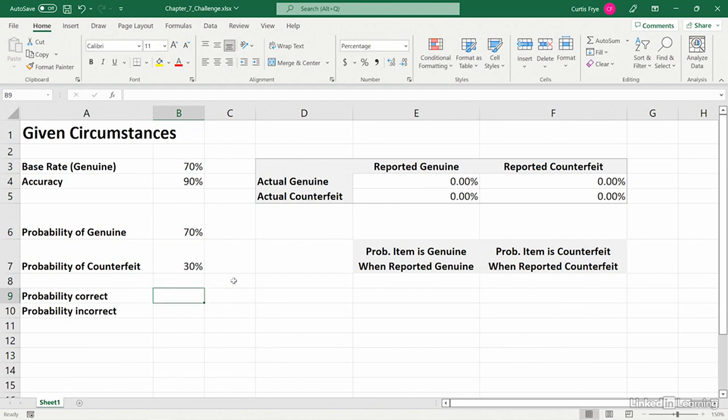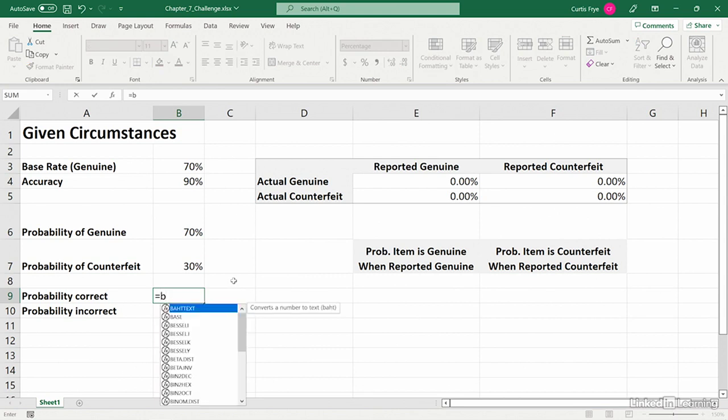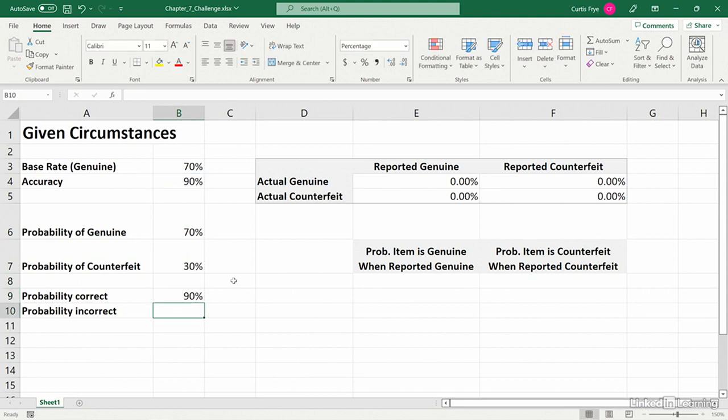Now we need to determine the probability the appraisers are correct or incorrect. So in B9, I'll type equal. The probability they're correct is their accuracy, so that's in B4. And as with the probability of an item being counterfeit, the probability of them being incorrect is 1 minus the probability they are correct. So in B10, equal 1 minus B4, and enter, and we get 10%. 90 plus 10 equals 100. So we're good there.